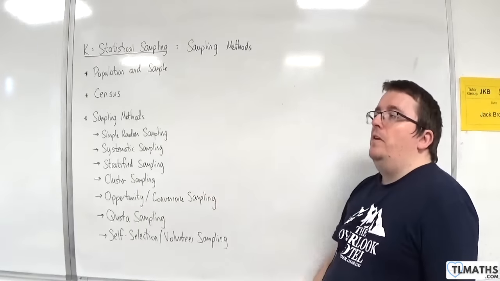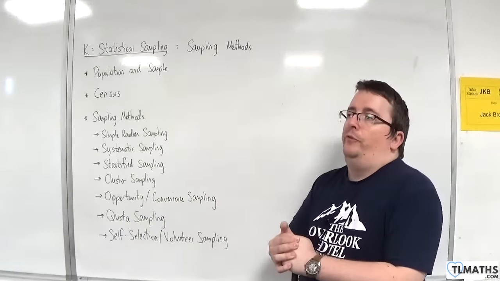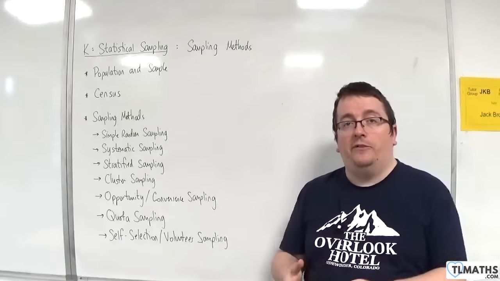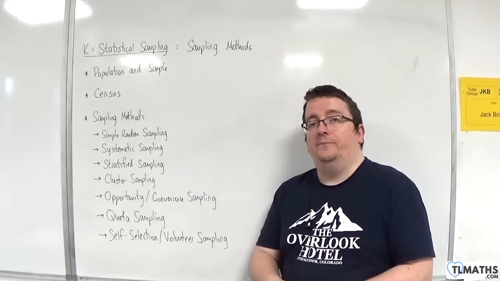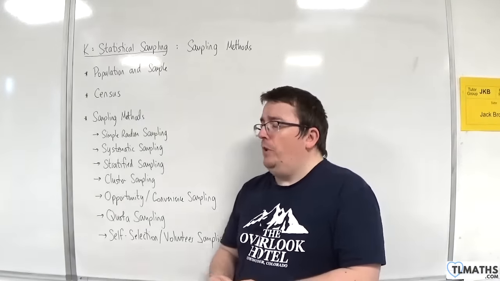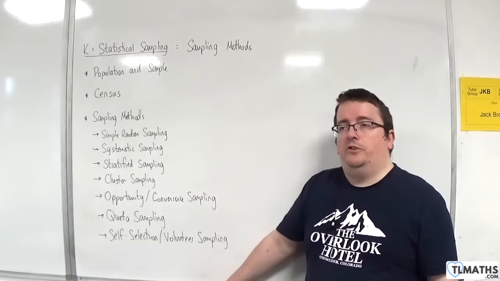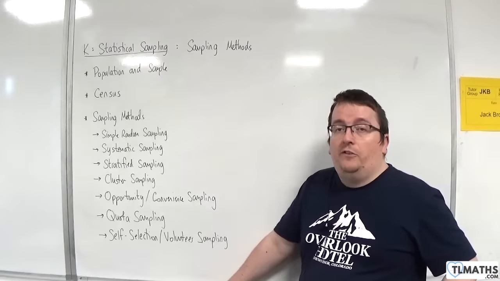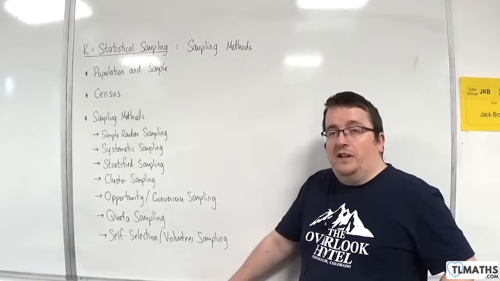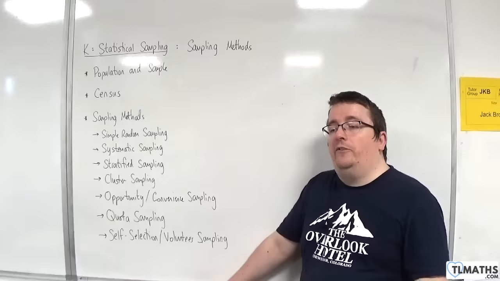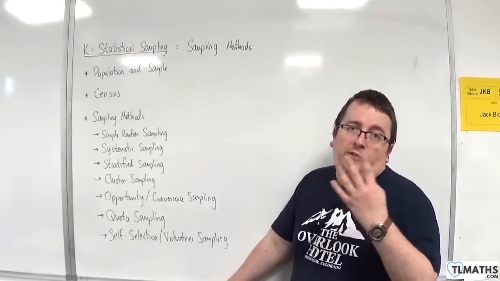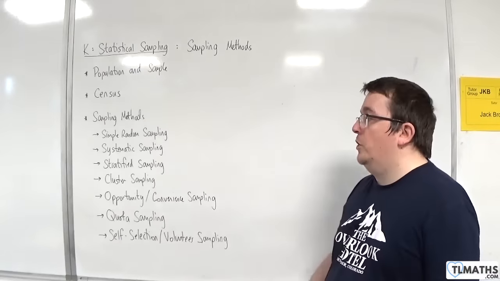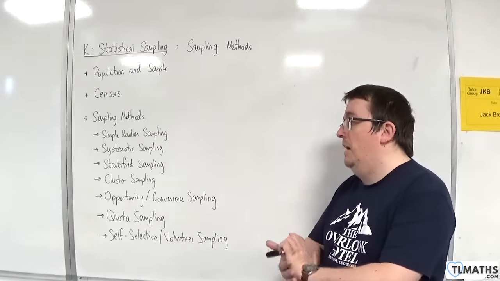Cluster sampling. This is where groups naturally form into clusters. For example, if we keep with the sixth form college and we say A-level maths classes, each of those A-level maths classes would be a cluster. So if you wanted to send a questionnaire out to students doing A-level maths, then you could randomly select a cluster or randomly select some clusters. So select some classes. Then you can either send the questionnaire out to everyone in that cluster, or you can do a simple random sample from within that cluster. It depends how many people you need to do your questionnaire.